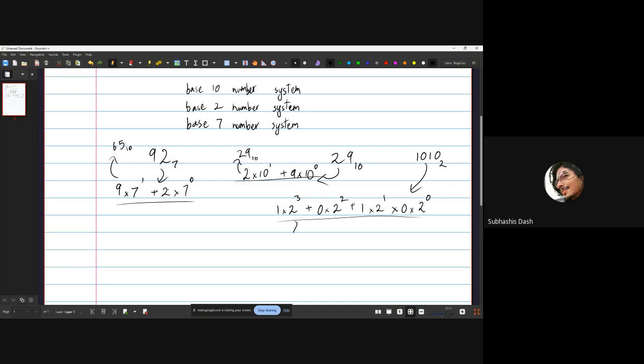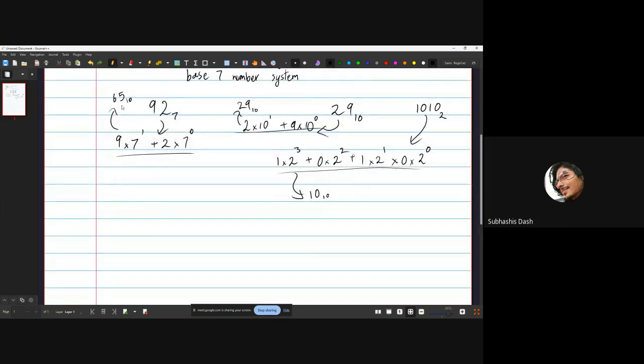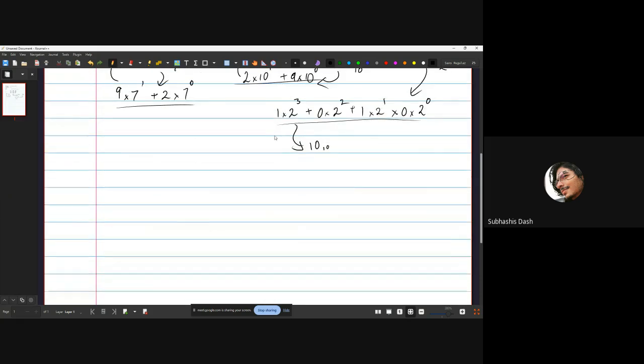Similarly, what would this be? 8 plus 2, which is 10 in base 10. So is this part clear? Like how we use different base number systems. So essentially, we represent different numbers using different bases in this way.